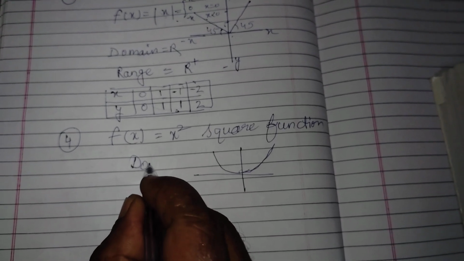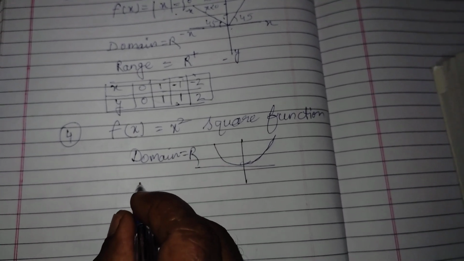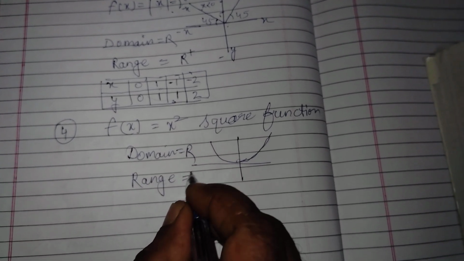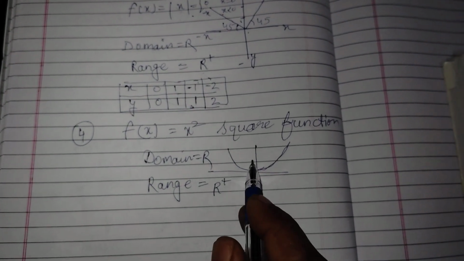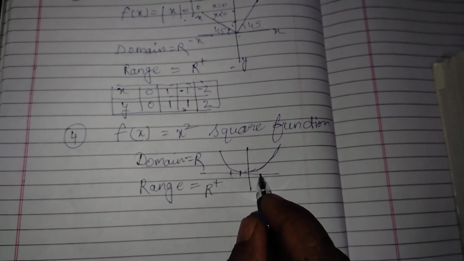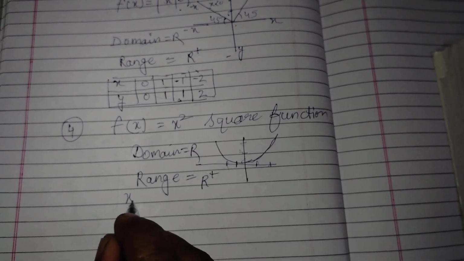Domain is real number, we can put every number. So domain is R, R means real number, and the range I get is always positive, R positive. The same range we get in the modulus function, R plus. So this is the graph, and we can make this graph by making the table.